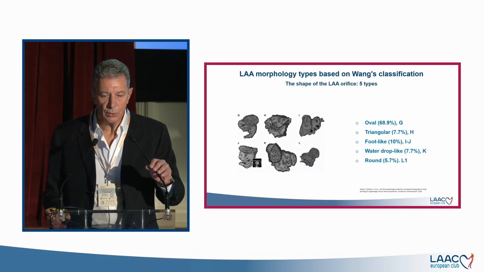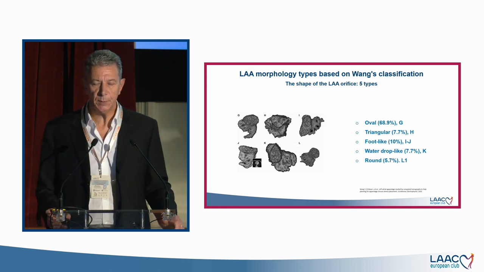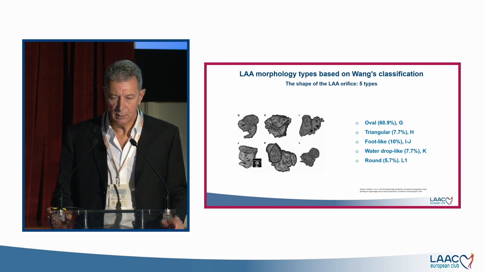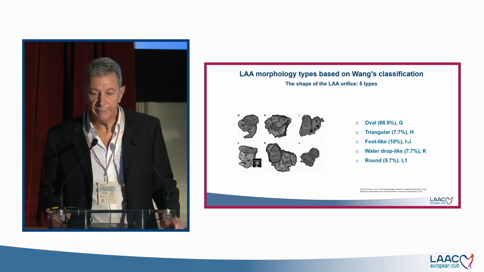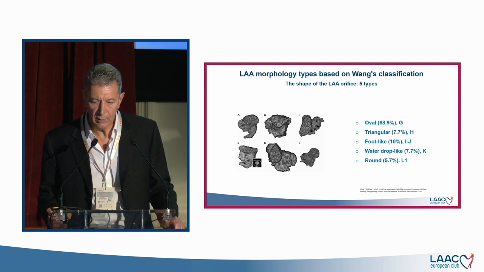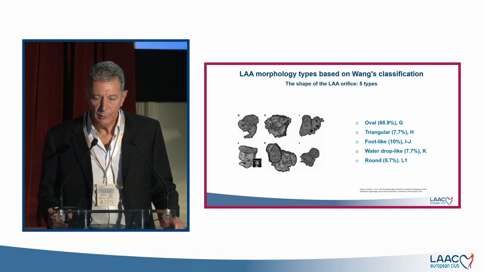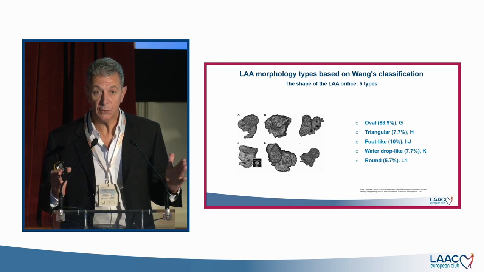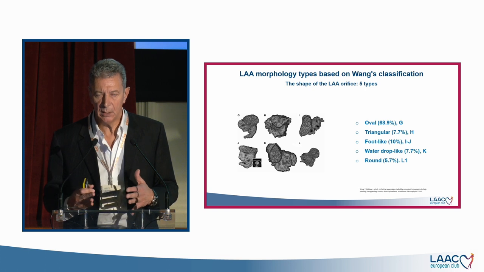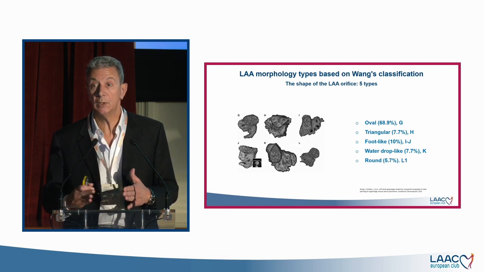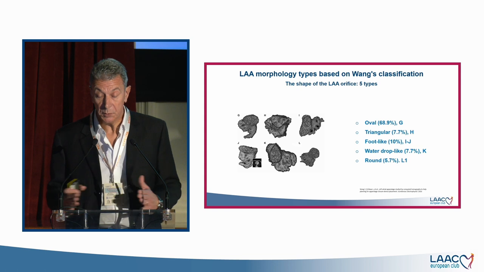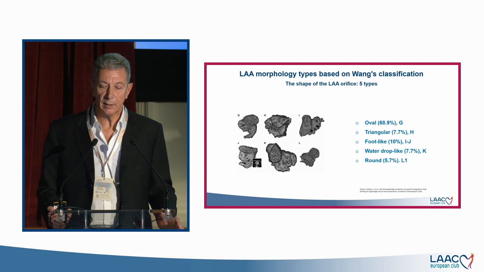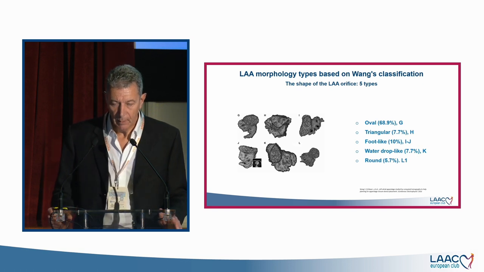The same classification also provides the description of the morphology of the shape of the orifice, which is divided into five types: oval, triangular, foot-like, water drop-like, and round. Of course, this classification is arbitrary, because the variability is a continuous spectrum where sometimes it's difficult to define if it is oval, or triangular and foot-like, for example, but it is a base.